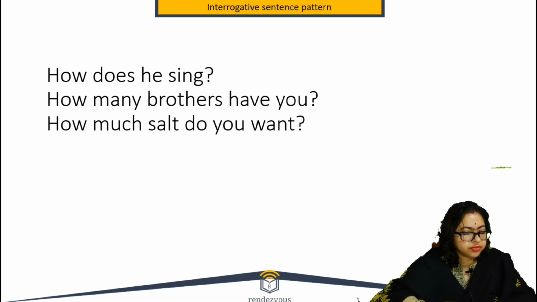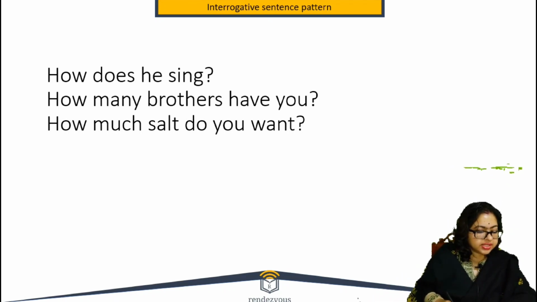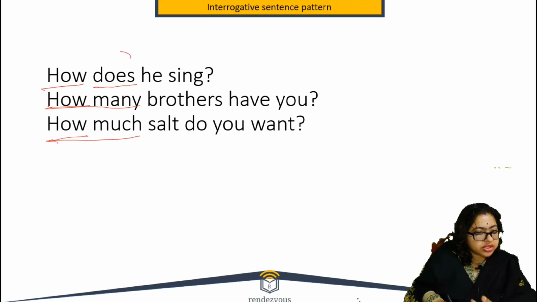For our next example, we have how does he sing? How many brothers have you? How much salt do you want? So in these cases also, these words come first, how many, how much, and then because this sentence, how does he sing, has an auxiliary, the auxiliary has been put before the subject.